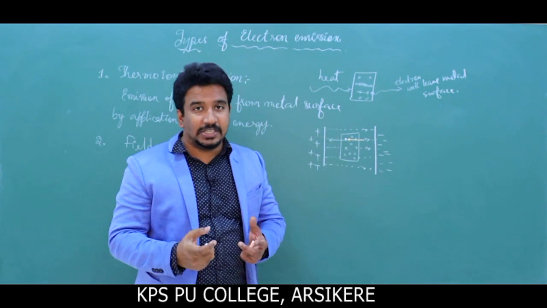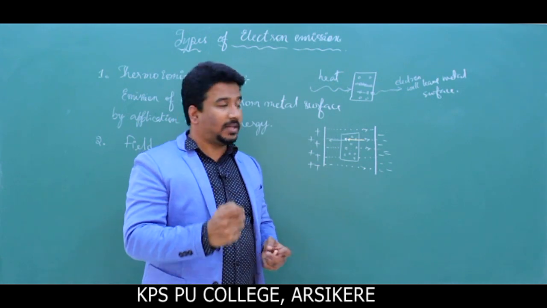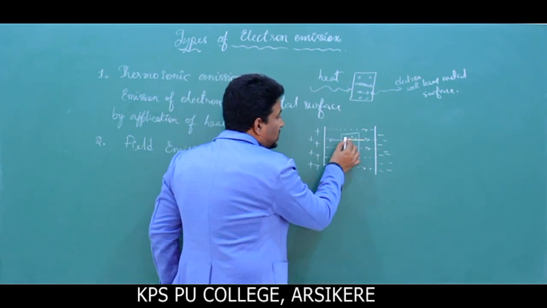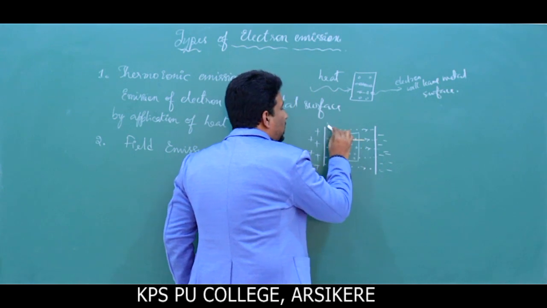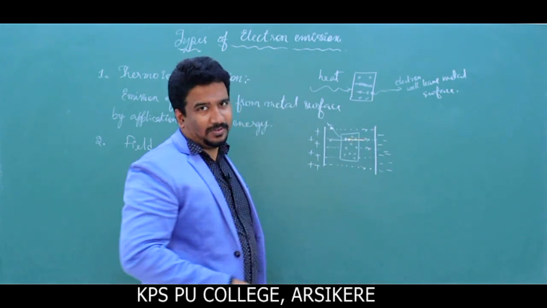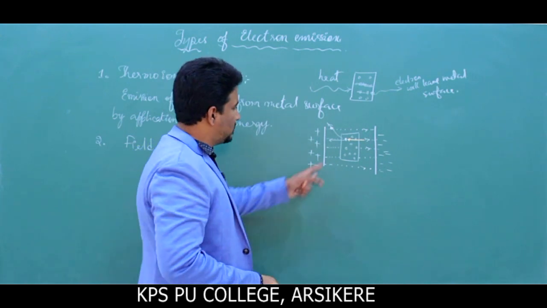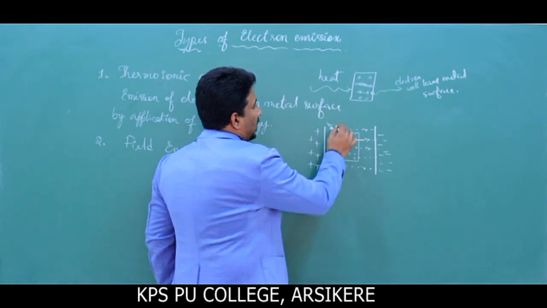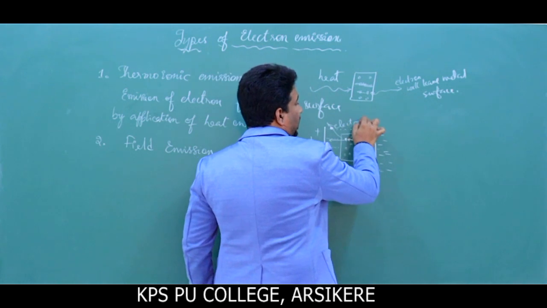So when this energy increases, the force on the electron increases, and this electron will leave the surface. This electron, or any electron, will leave the surface of the metal. Okay, this is what electron emission is.